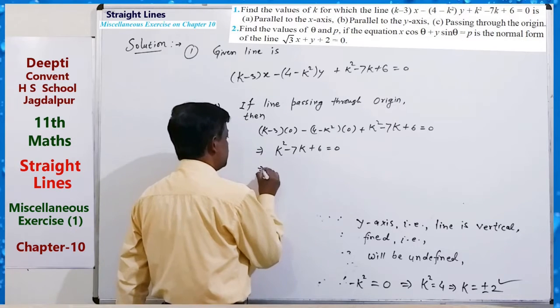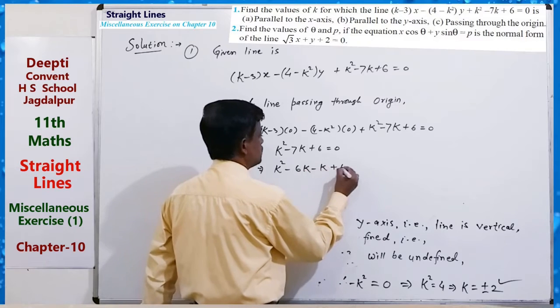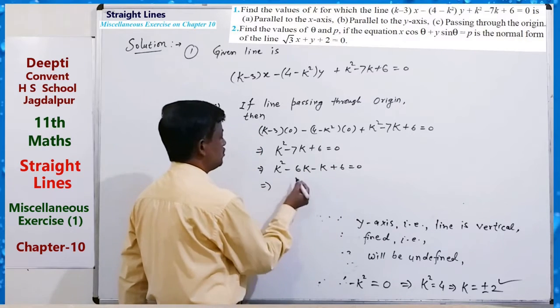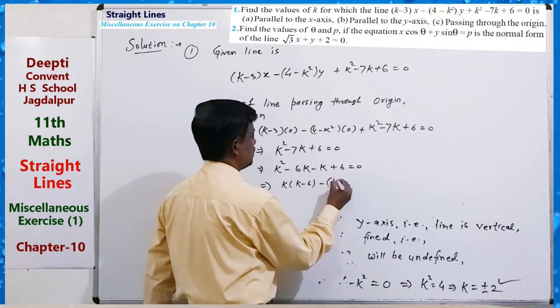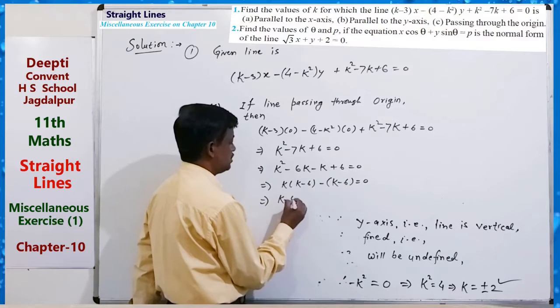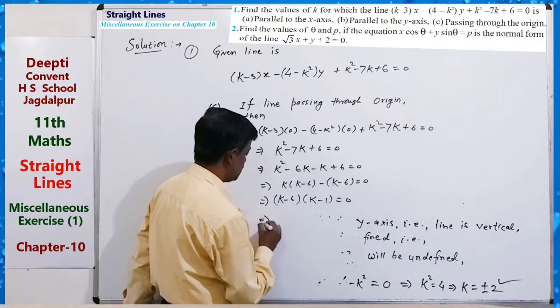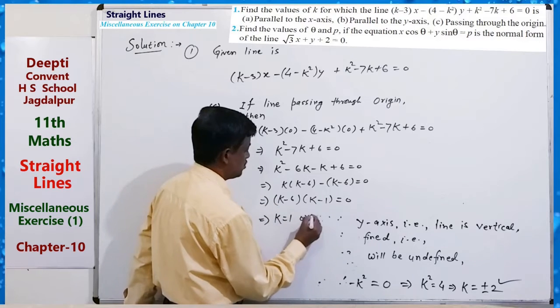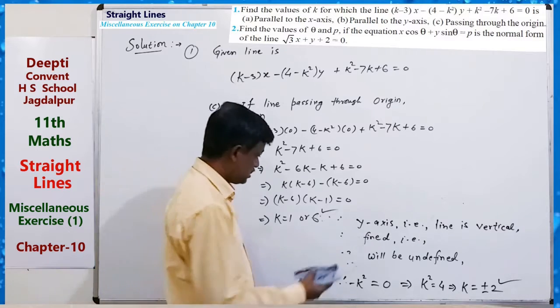So the value of k is 1 and 6. Okay. So here we can see that k square minus 6k minus k plus 6 equals to 0. So what? k minus 6 into k minus 1 equals to 0, which implies k equals to 1 or 6. So this is the answer, the value of k. So this is the first question.